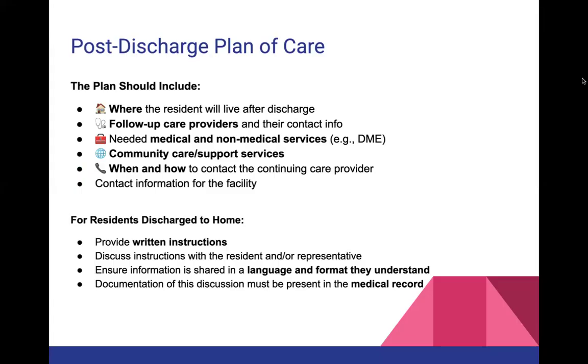So this plan should include where the resident will live after discharge, follow-up care providers and their contact information. This one's huge. I see this all the time that it gets missed, that we're not putting in the phone numbers for post appointment, the DME people, the home health agencies. Those numbers are important for people to have. We also need to have community care and support services, when and how to contact the continuing care provider, and also contact information for the facility.